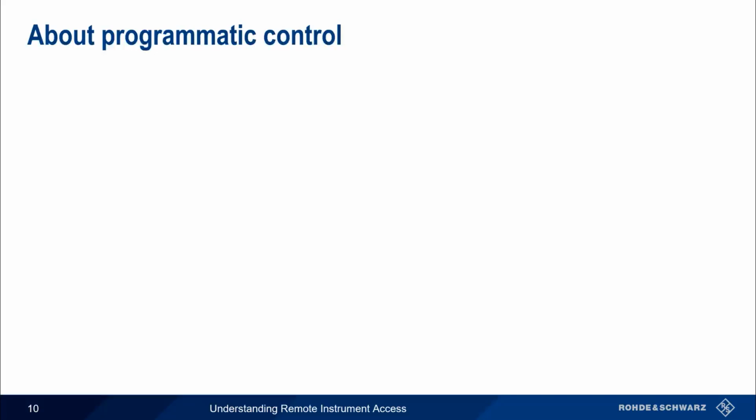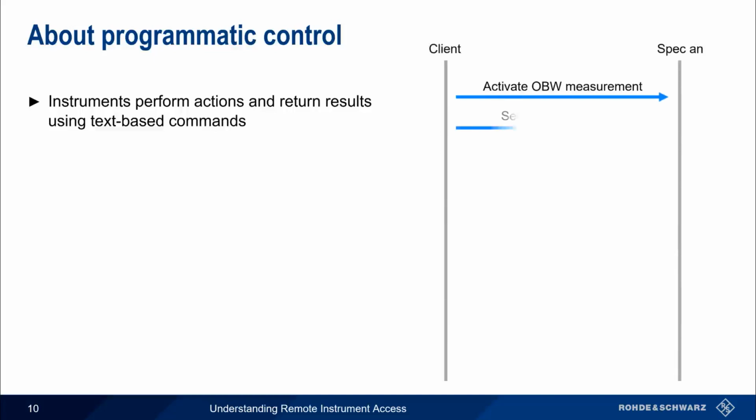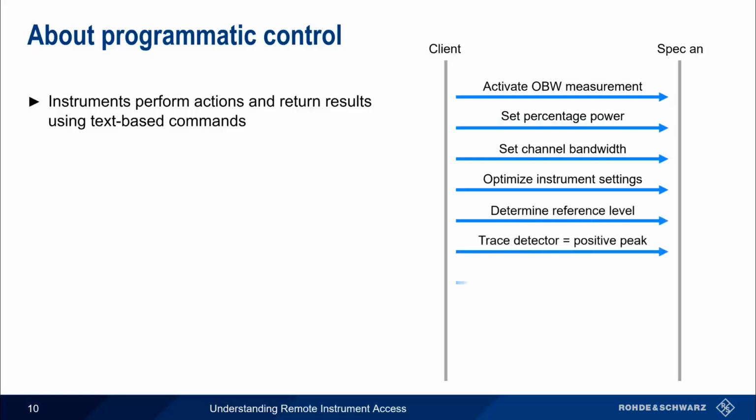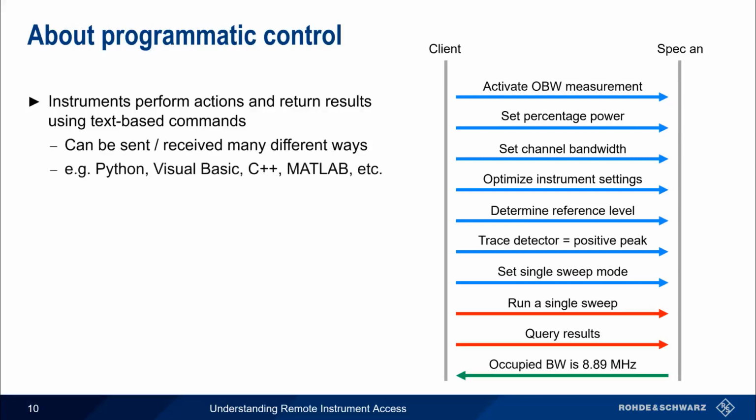Although remote GUI control is very popular, instruments can also perform actions and return results using text-based commands. For example, instead of using the GUI on a spectrum analyzer to run an occupied bandwidth measurement, a client could configure a spectrum analyzer by sending it a series of commands. Additional commands would be used to start the measurement and query the result. On the client side, the commands themselves can be sent and received in many different ways. For example, using programming languages like Python, Visual Basic, C++, MATLAB, etc.